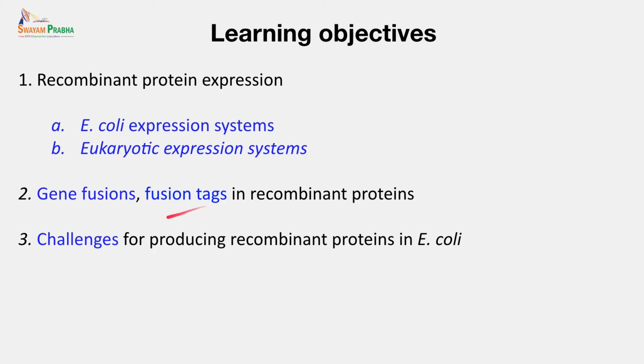And lastly, we will discuss the various challenges that people usually encounter while producing recombinant proteins in E. coli. We will not discuss challenges for recombinant protein production in other eukaryotic sources because that is not really a part of the undergraduate syllabus.